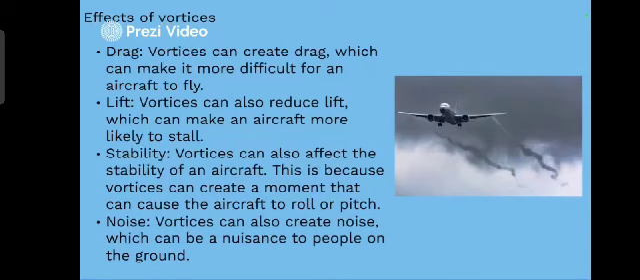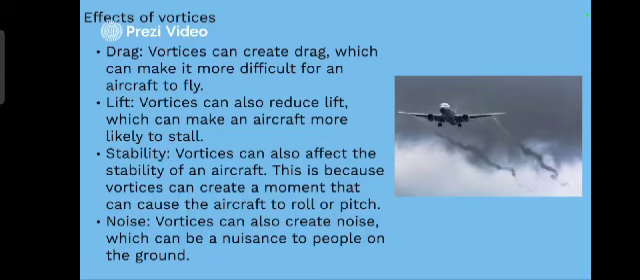The first is drag. Vortices can create drag, which can make it more difficult for an aircraft to fly. This is because vortices disrupt the airflow around the aircraft, which can increase the amount of energy required to keep the aircraft flying. The next is lift. Vortices can also reduce lift, which can make an aircraft more likely to stall. This is because vortices can create a pressure difference between the top and bottom of the aircraft's wings, which can reduce the amount of lift generated by the aircraft wings.